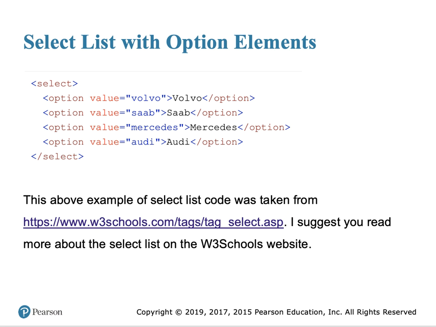Here is an example of a select list. You can see the option elements that live inside the select element. These options create the drop-down list the user selects from. This example came from the W3 Schools website. As a reminder, the W3 Schools website is a great resource for people new to coding.